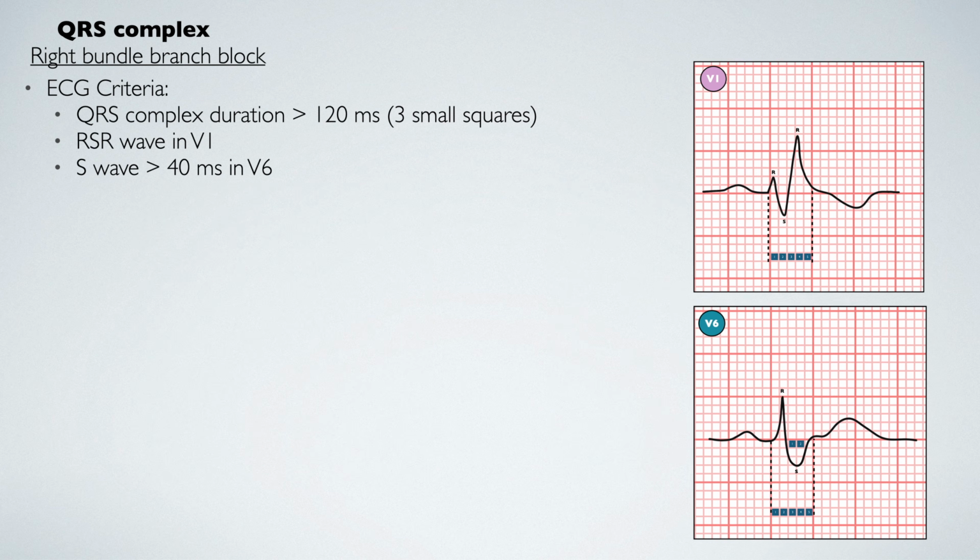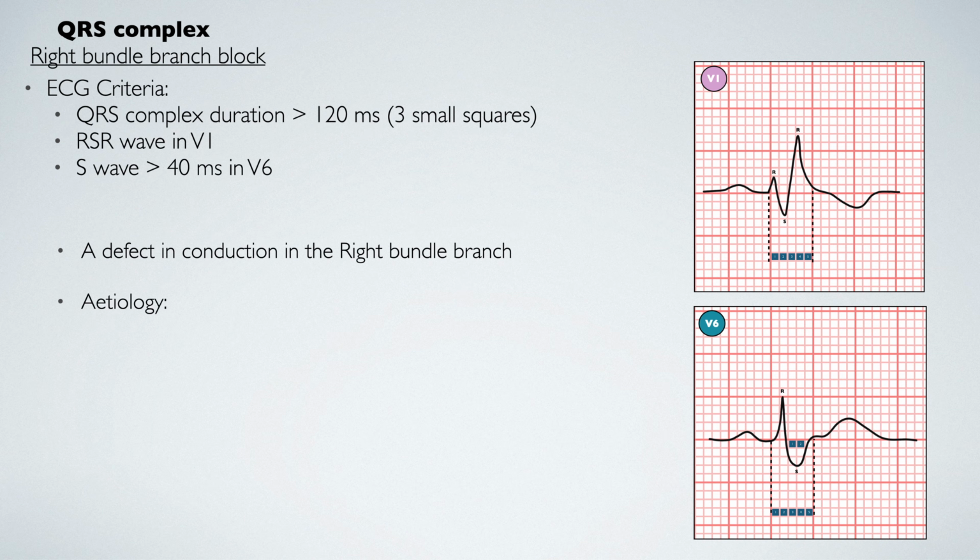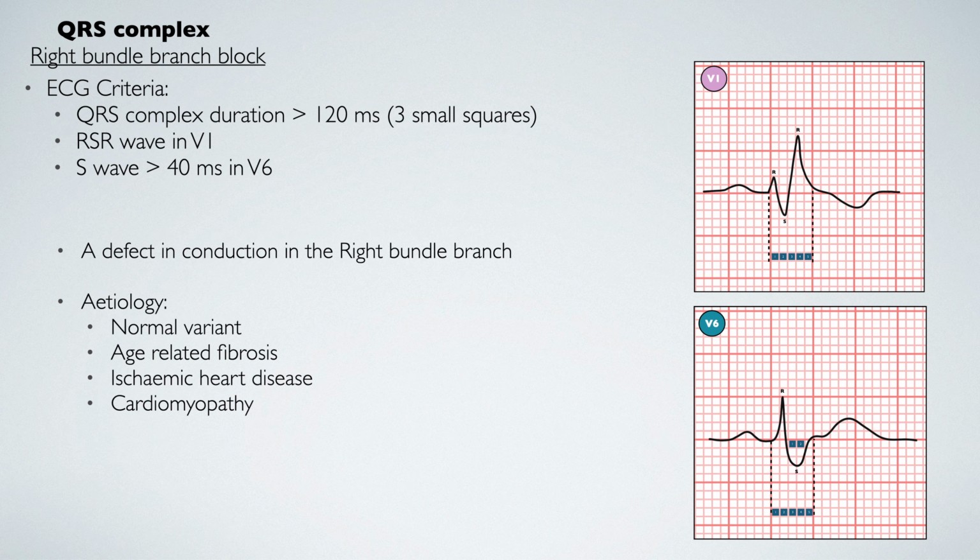Right bundle branch block is caused by a conduction defect in the right bundle branch. This can be a normal variant or can be due to age-related fibrosis of the bundle branch, ischemic heart disease, cardiomyopathy, or pulmonary embolus.